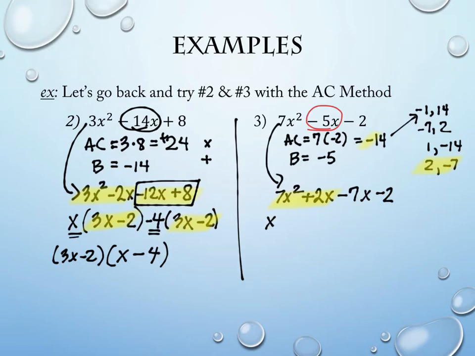X. And if I take out an x, I'm left with 7x plus 2. Perfect. How about negative 7x and negative 2 at the end? What do they have in common? They don't have an x. We're looking at these pieces here at the end. What do they have in common?